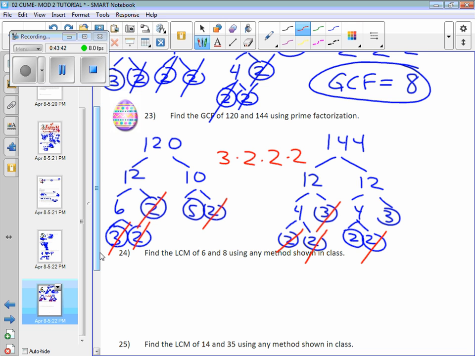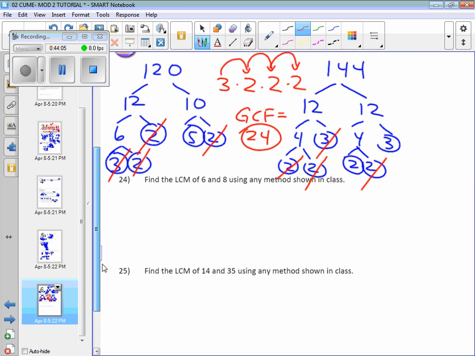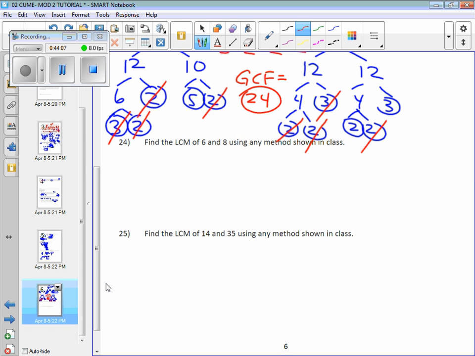3 times 2 is 6. 6 times 2 is 12. And 12 times 2 is 24. My GCF is 24. All right, let's do number 24. 24 is least common multiple.